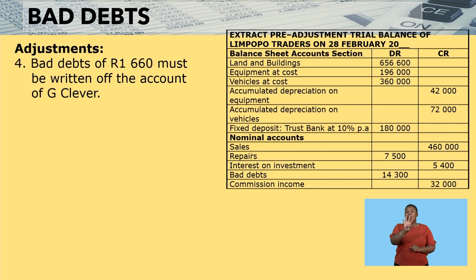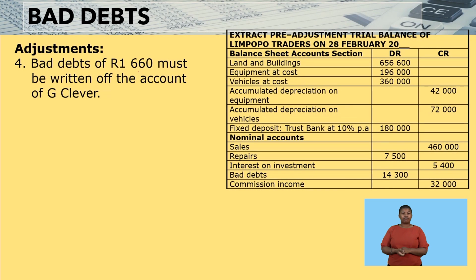Adjustment number 4, bad debts. What are bad debts? Bad debts is when a debtor is no longer able to settle their account. So we write off the account as a bad debt. So here we are told bad debts of 1,660 must be written off the account of G. Clever. So G. Clever is a debtor, and this debtor is no longer able to settle their account. All right? So what we will do now, we will come and write this amount off.